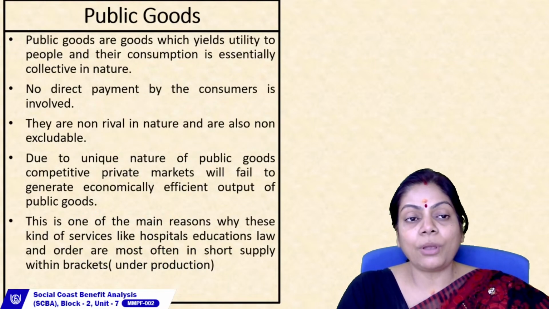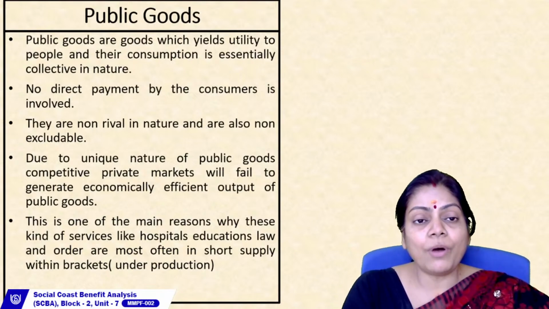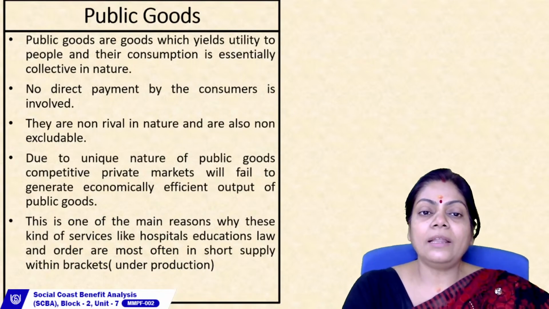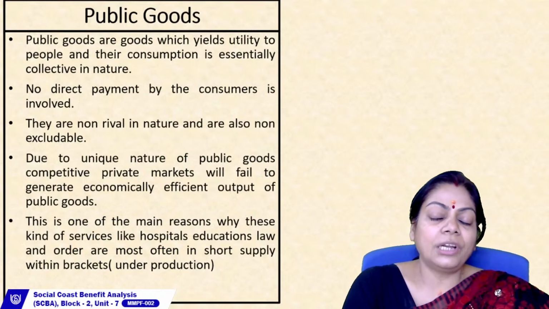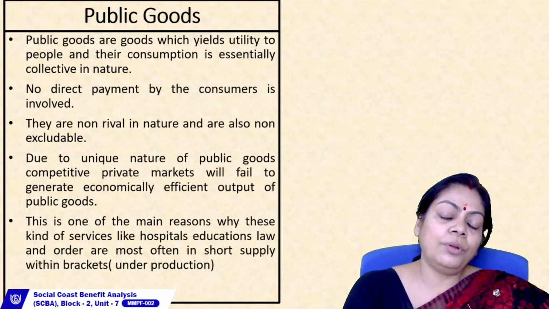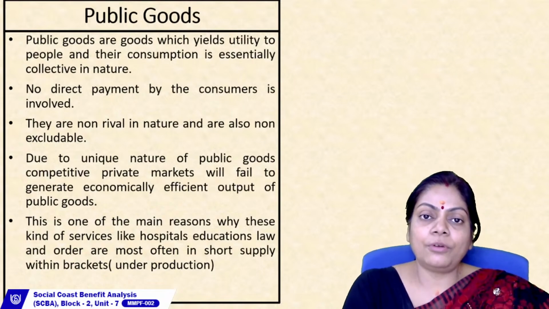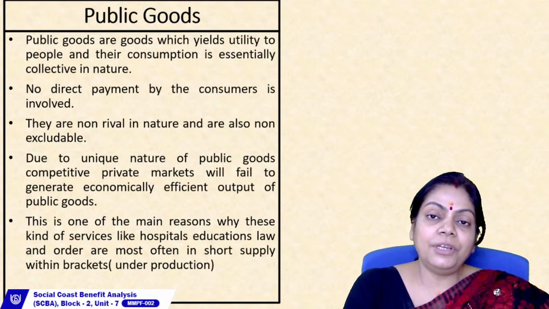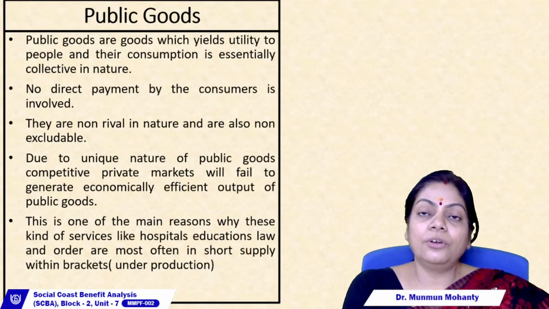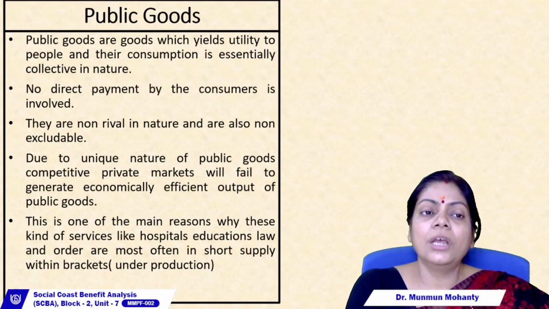You can then talk about the public goods. Public goods are the ones which yield utility to people, and their consumption is essentially collective in nature. For example, a road is a public good. It's not only for my own personal usage. Or a government hospital is not only for one individual's usage, it is for every other individual. So you have facilities like schools, hospitals, roads, and various services that are called public goods.